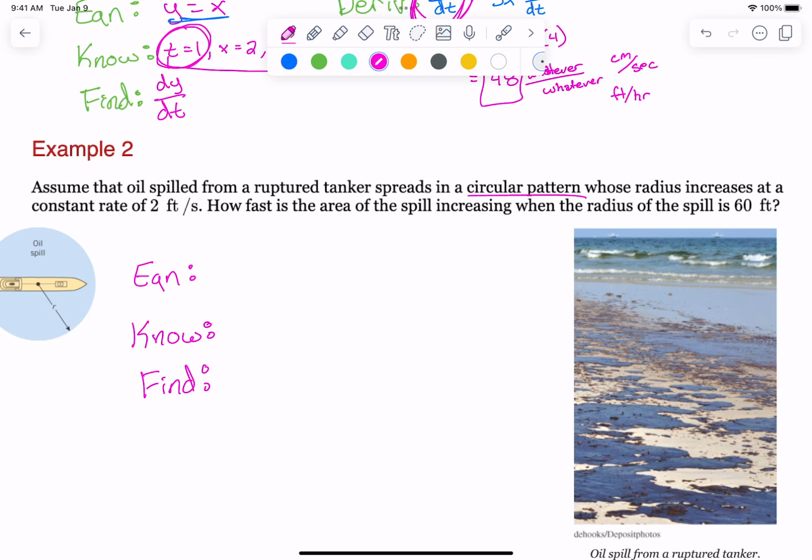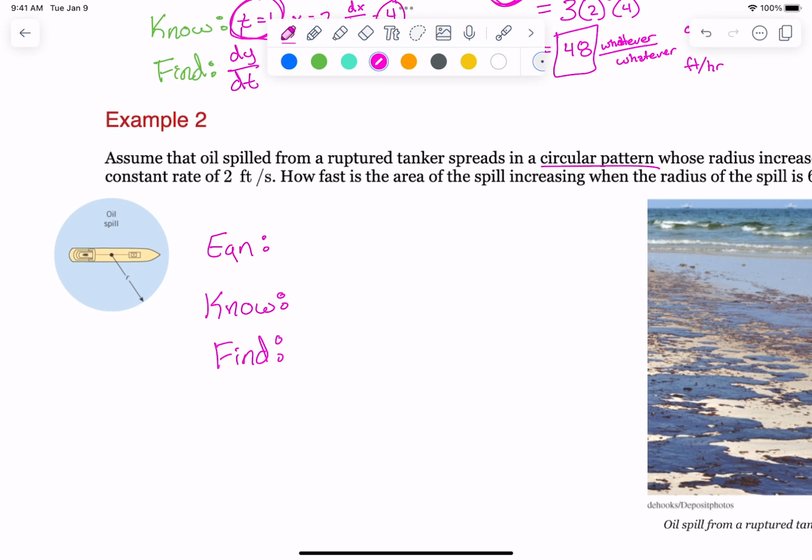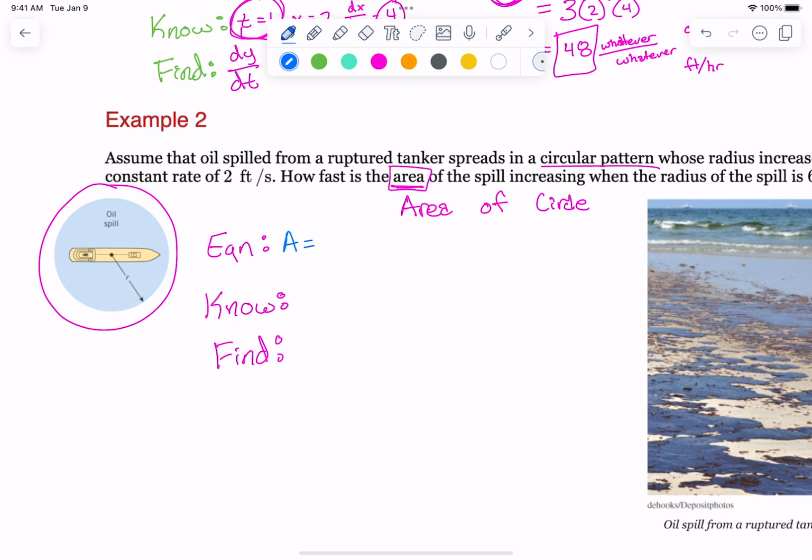Now, here's the deal. It spills in a circular pattern, so we have the equation of a circle, and they're talking about area. You see the word area in there? We need to know what we're talking about. Are we talking about area, surface area, or volume? We're talking about area of a circle. Do you know what area of a circle is? Pi r squared. Area equals pi r squared. That's the equation I'm dealing with.